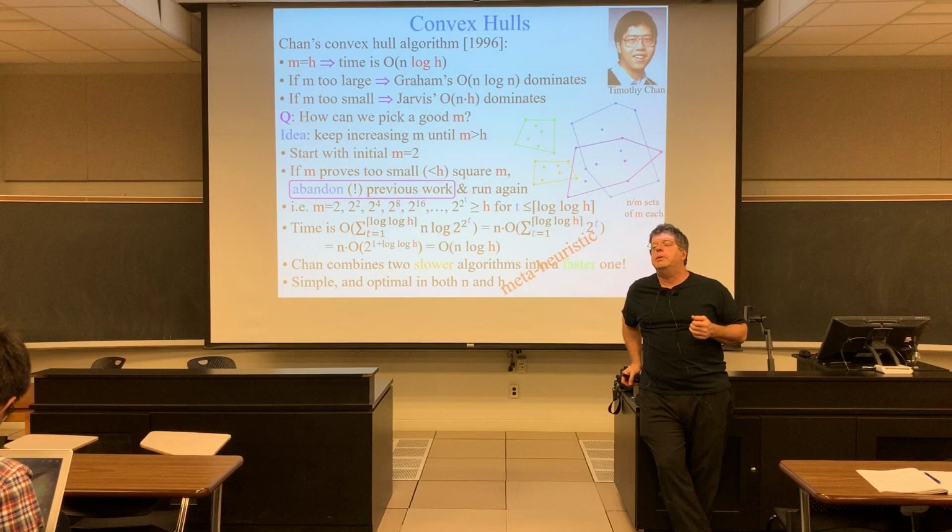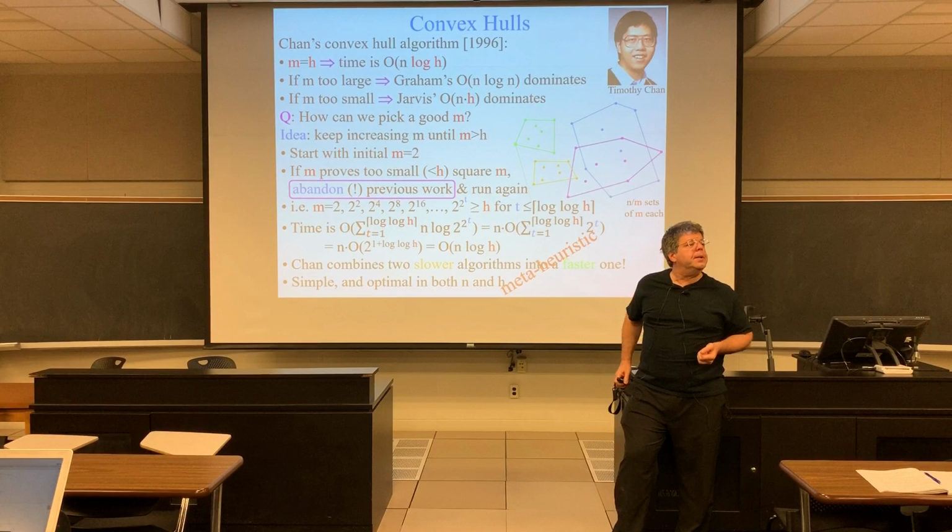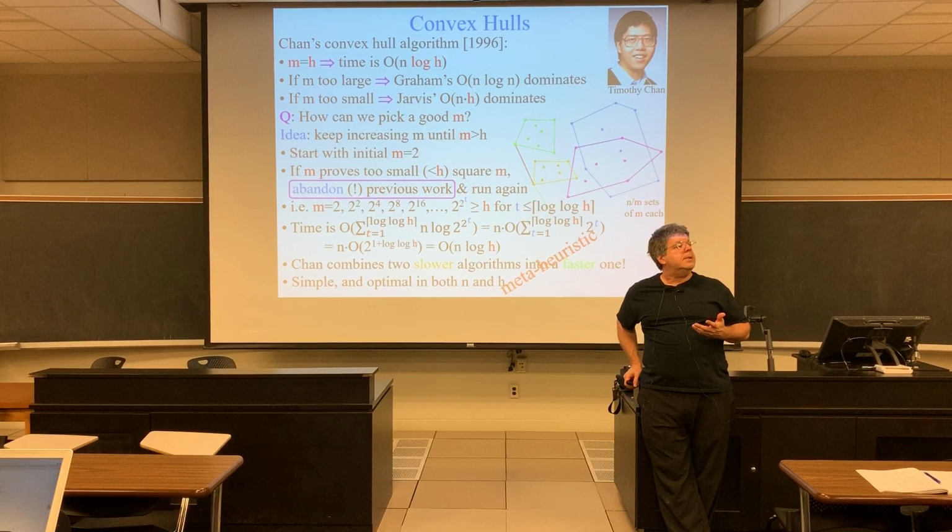And this will work in time n times a constant, which is n. So this could work in linear time in many cases. Why doesn't it contradict the general lower bound of n log n for convex hulls? Very good question. What do you say to that?